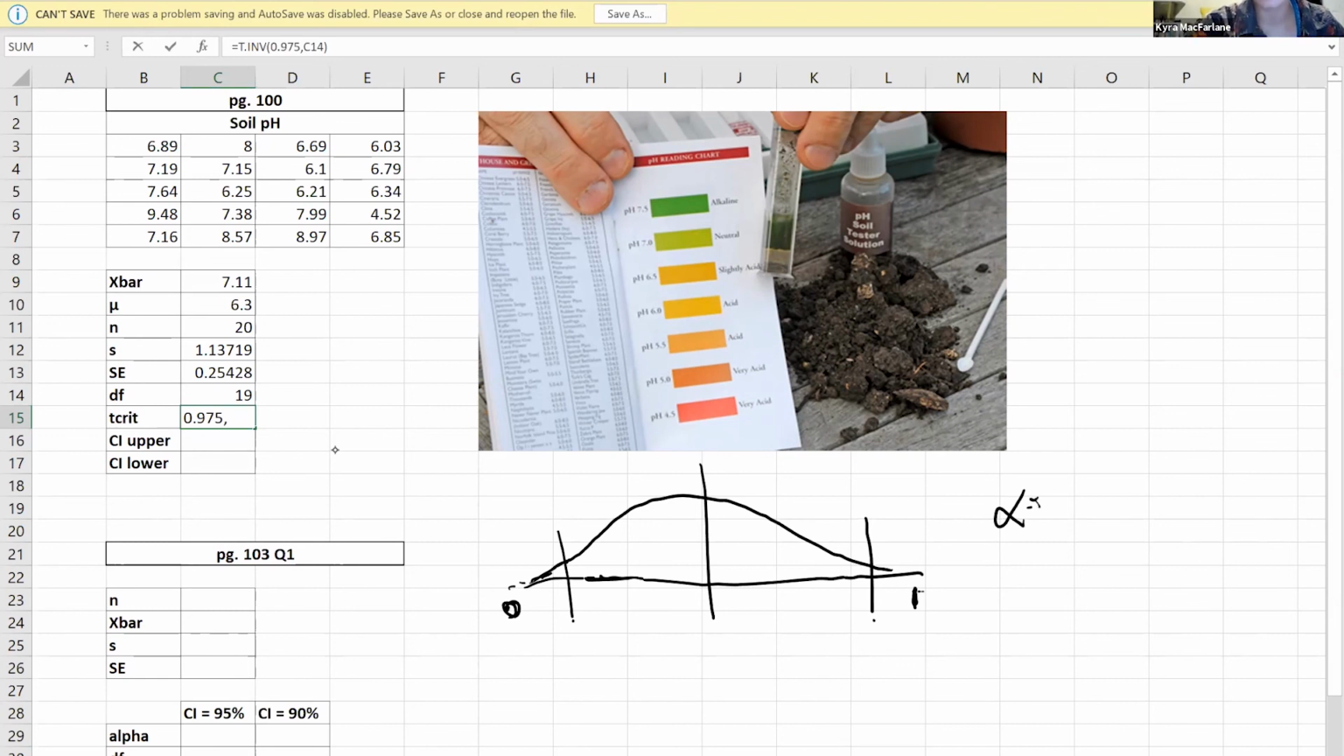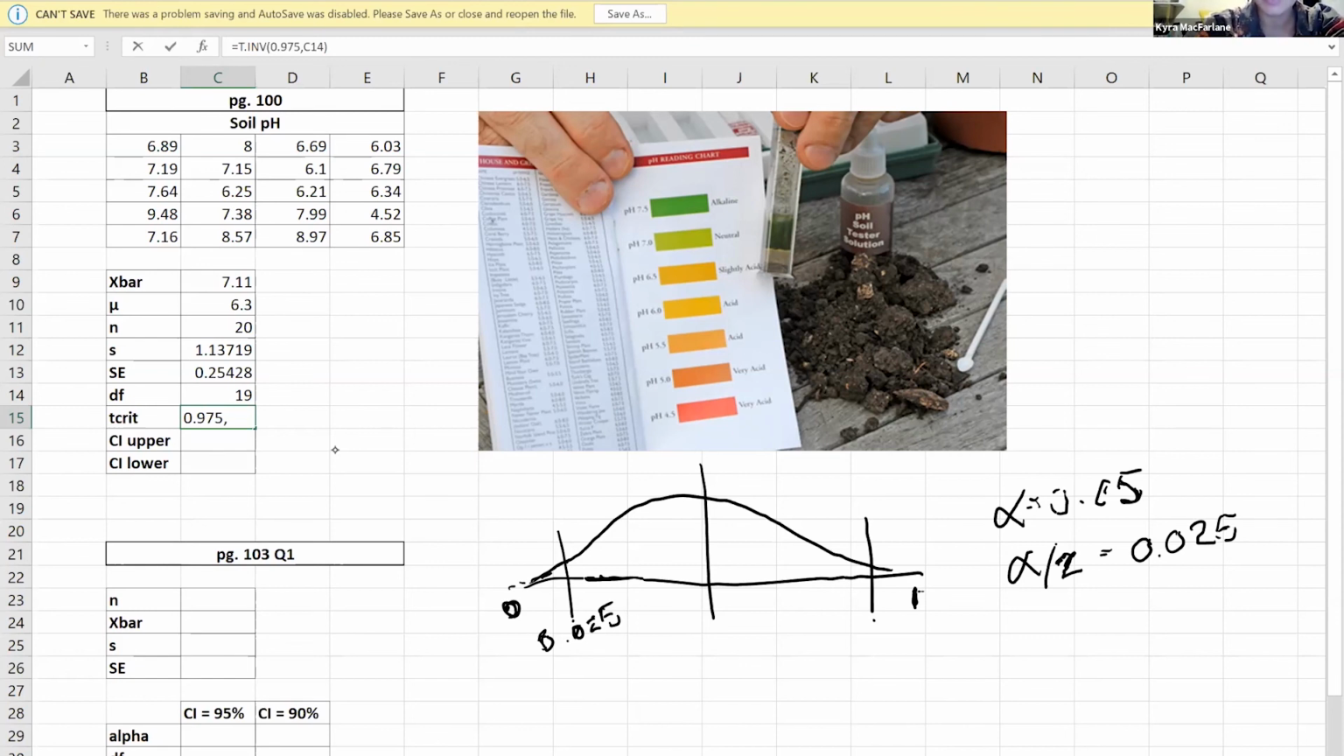Alpha is equal to 0.05. Alpha divided by 2 is equal to 0.025. If we think about this as a number line, that means 0.0, and we want 0.025 on either side. That means this number on the number line is 0.025.